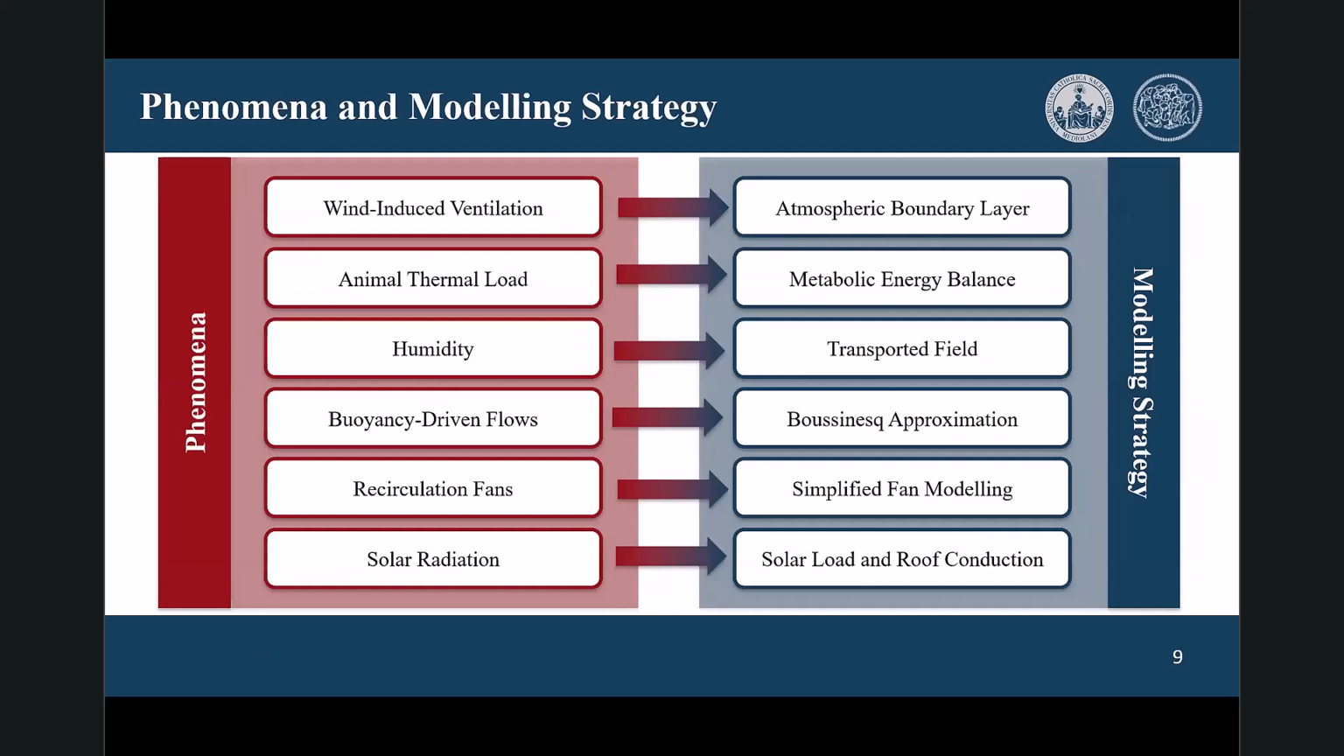The modeling of a livestock building in CFD is a complex multiphysics problem. We need to consider lots of factors. First of all, we need to consider the effects related to the air change rate inside of the building. So we need to consider reduced ventilation, recirculation fan, of course, and also buoyancy-driven flows.